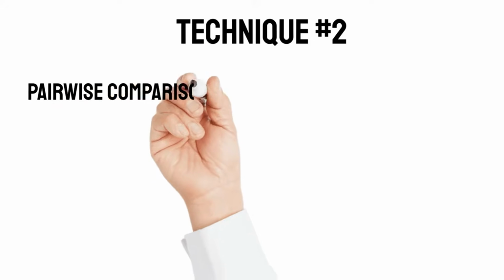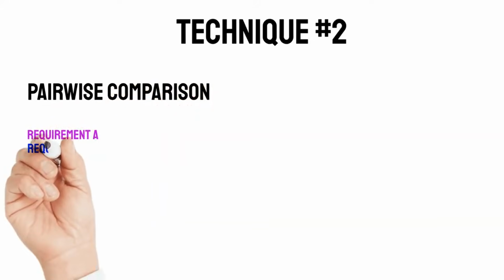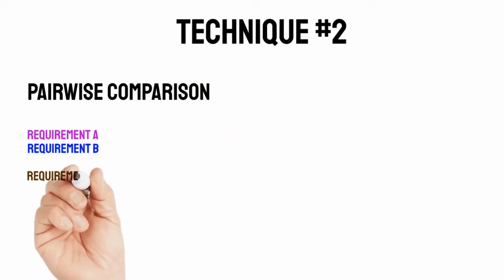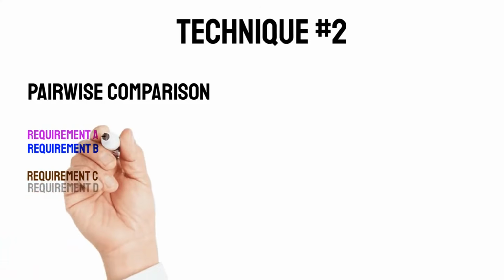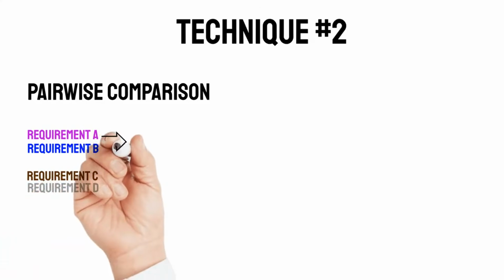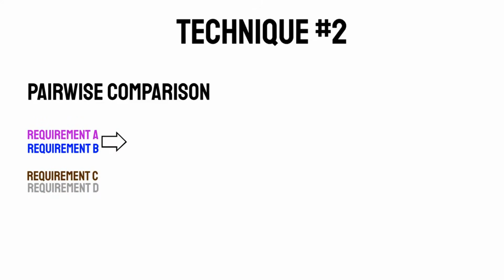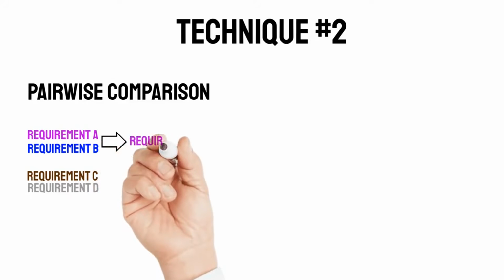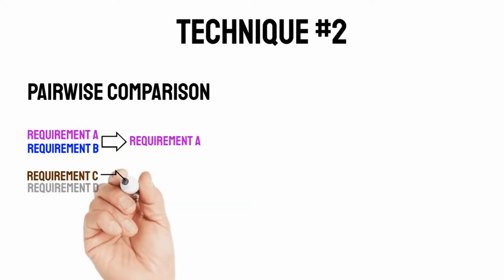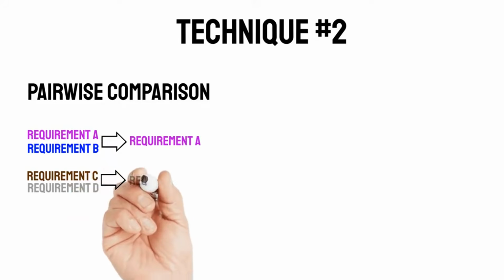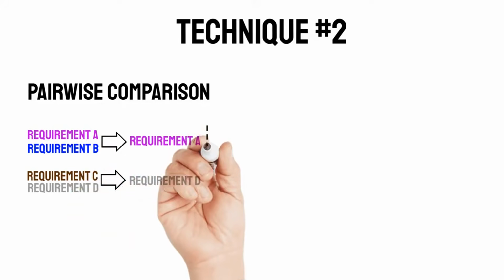Let's imagine again we have requirement A, B, C, and D, and we regroup them in pairs. So requirement A and B is a pair, requirement C and D is another pair. Now in each pair we compare which one is more important. Let's say for the first group, the business stakeholders answer that requirement A is more important, and for the second group, requirement D is more important.